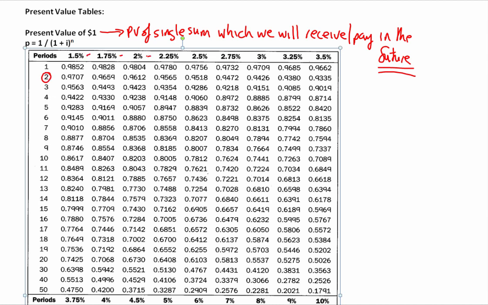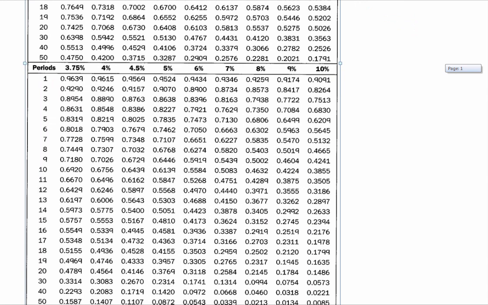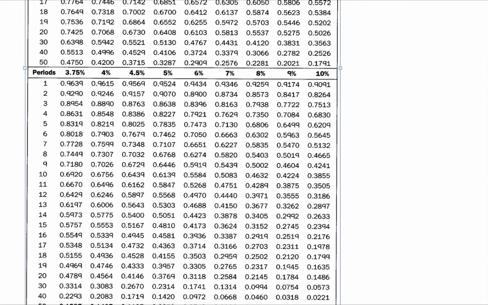Well, look at the top here. I don't have 7. Let's go down. There we go. There's my 7% interest. And remember, I need 2 periods. So if I go, then this is the number I need. That's my factor. 0.8734. That's the factor I need.